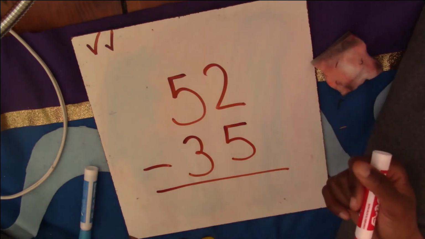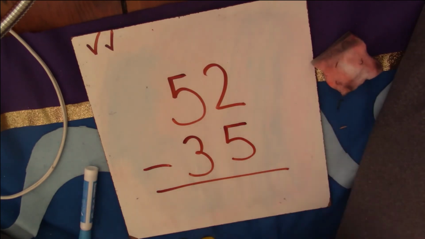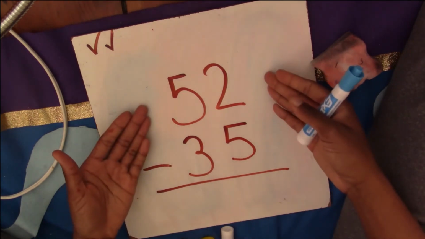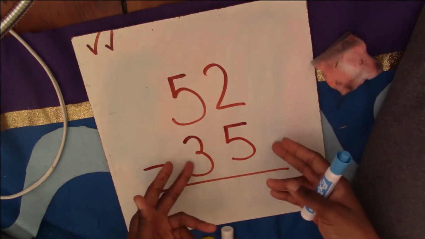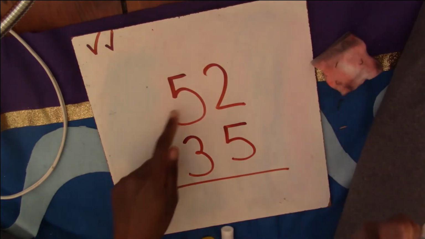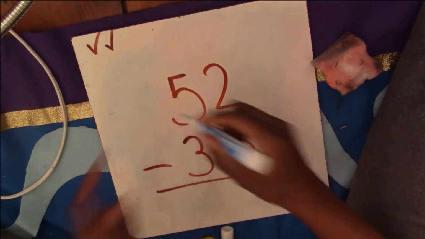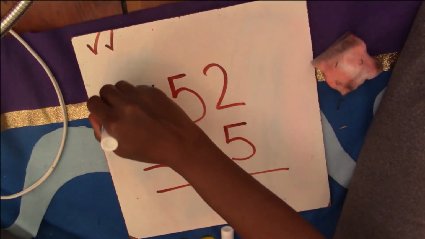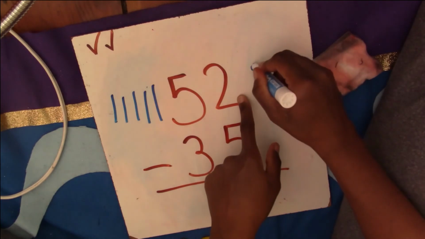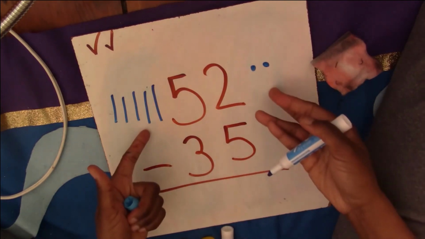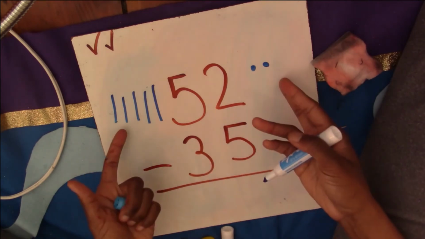You ready to check? Let's check it. All right, so this is a takeaway problem. So I'm going to start with a big number and I'm going to take away this number. So I'm going to go ahead and draw my big number. I'm going to draw 5 tens. 10, 20, 30, 40, 50. I'm going to draw my ones. 1, 2. And now I need to take away 35 from 52.